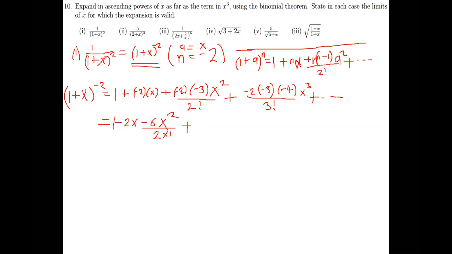So here there's a mistake, negative 2 times negative 3, we have to get a positive number here. Sorry for that mistake. And then here, negative 3 times negative 2, you get a positive 6. And then positive 6 times negative 4, you get your negative 24. Negative 24, and then everything over 3 factorial is just the same as 3 times 2 times 1.